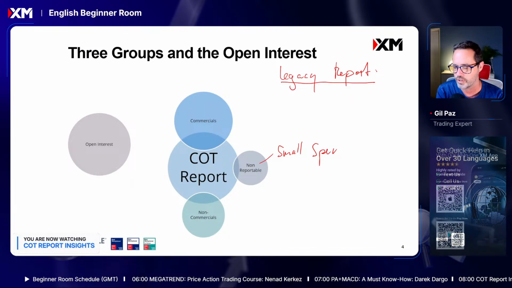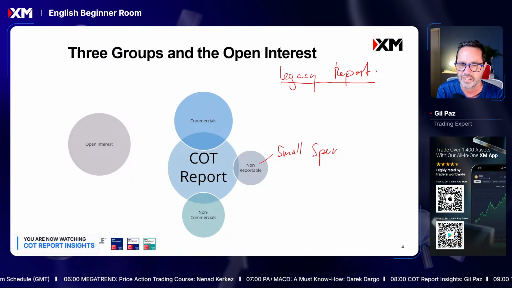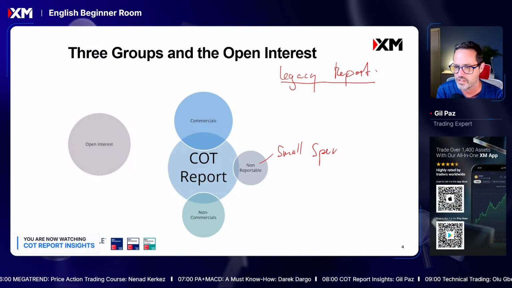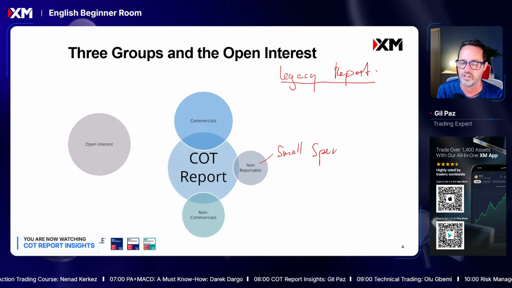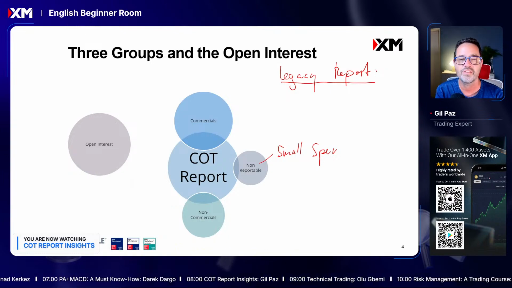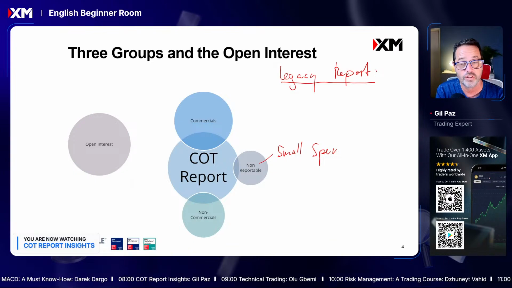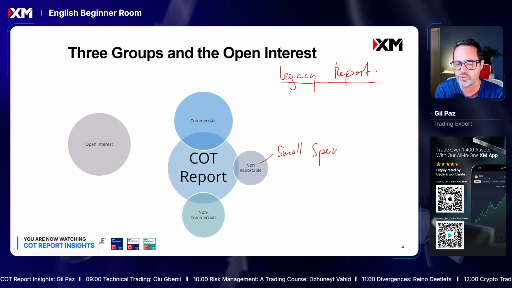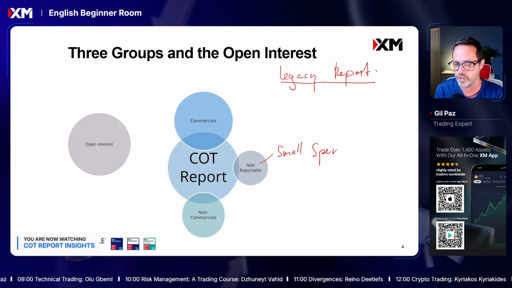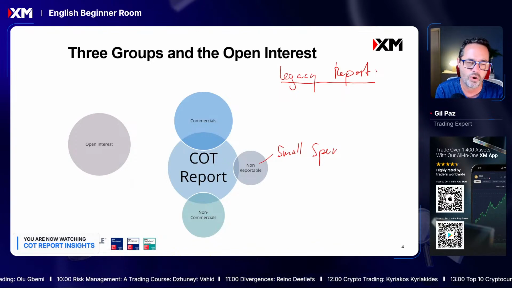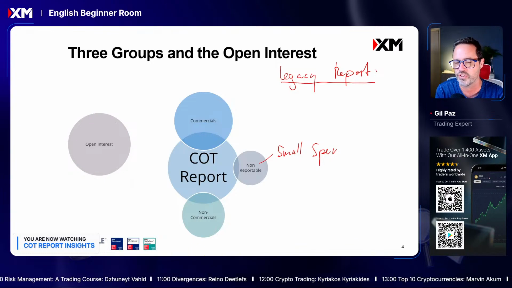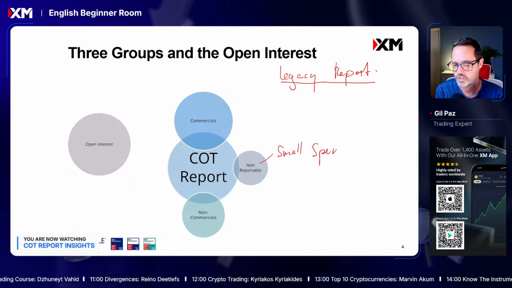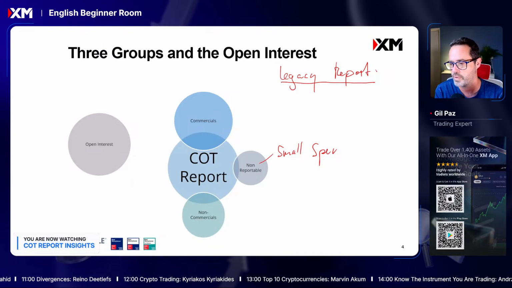Now, the non-reportables, they're not big enough that they can move or manipulate the markets. So if you go all in long or short in gold, it will not move the gold price. You just don't have enough money. And therefore, you don't have to report. You don't have to show what you are doing. You can go long and short whenever you want. And this is because you are a non-reportable. And so they are small speculators.